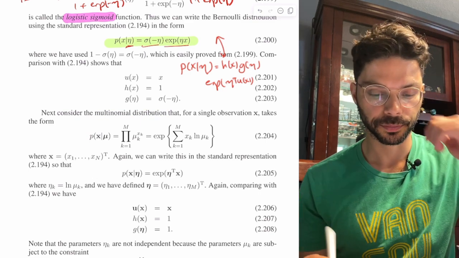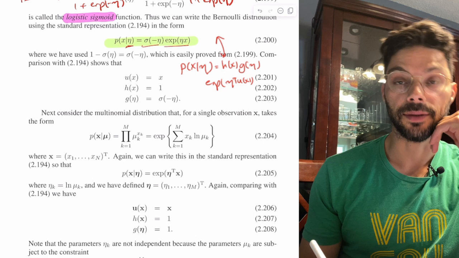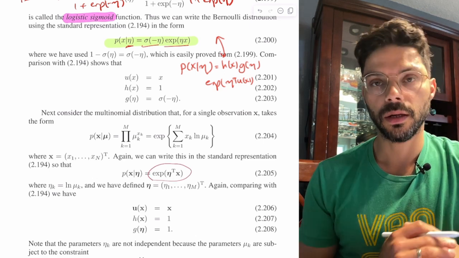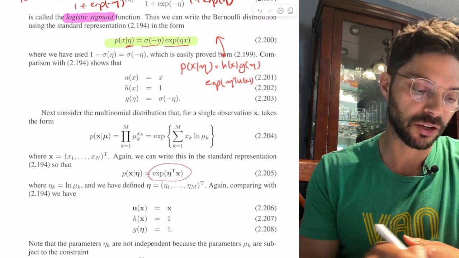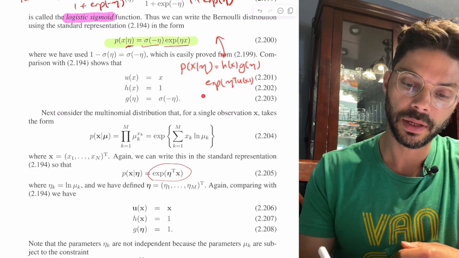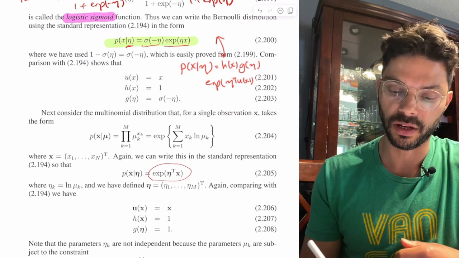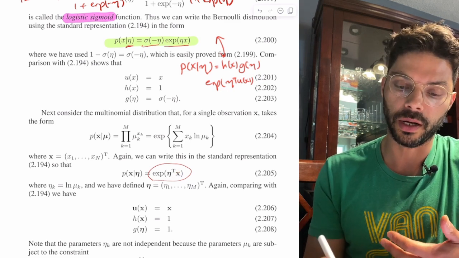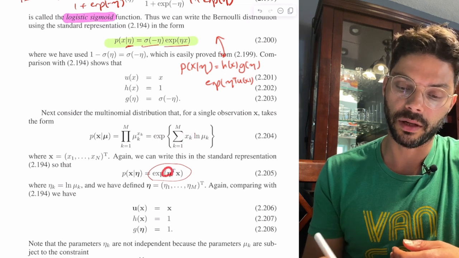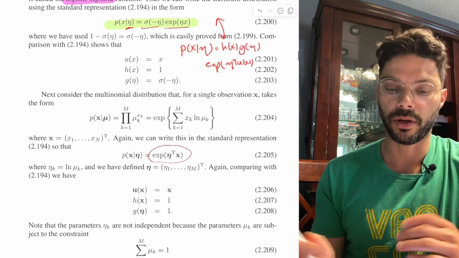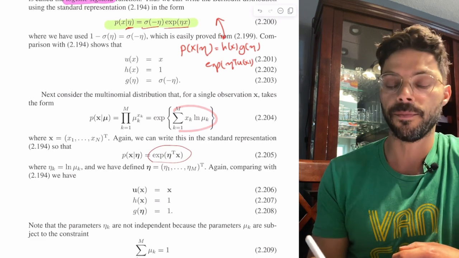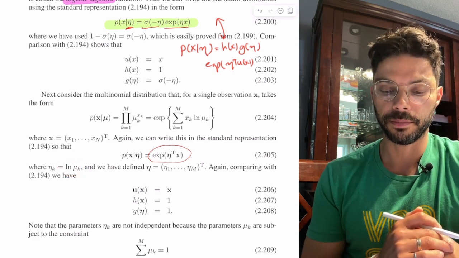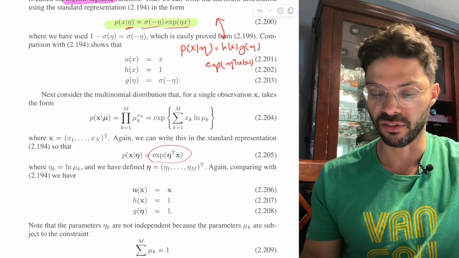Okay, cool. Again, we can write this in the standard representation. P of x given eta is, we're again trying to get everything into this particular form, and it looks like we're basically done here, right? Because we've already got the x's showing up, we've got the etas showing up, and the etas, well, what are they going to be? If we look at this term, it looks like that vector of etas needs to be ln mu k. So that's it. We're all done.